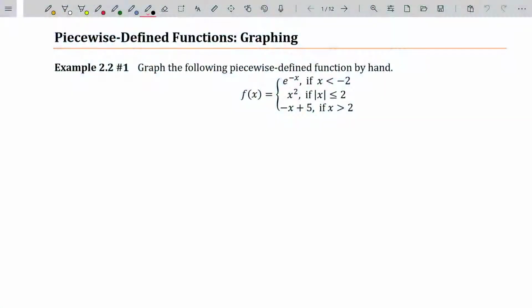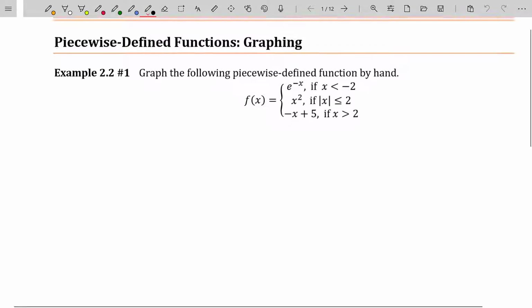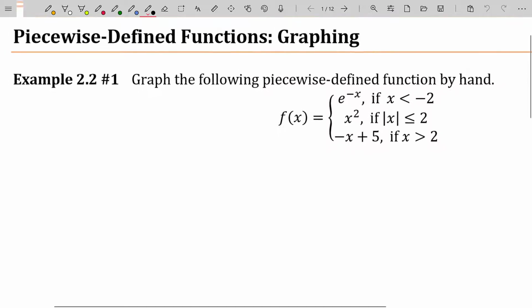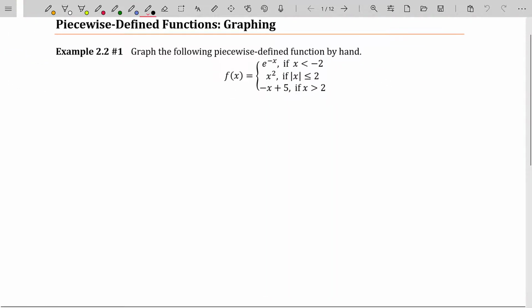Hello, my name is Roy Simpson, professor of mathematics at Cosumnes River College in Sacramento, California. This video is meant as a review for college algebra and students in a pre-calculus class, and the review is on piecewise-defined functions, specifically graphing piecewise-defined functions.